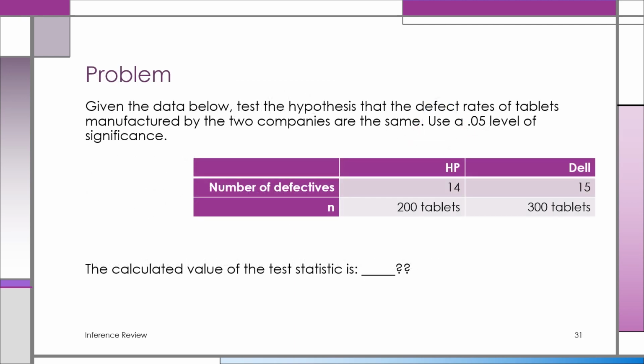In this problem, we're looking at tablets made by HP, well-known computer company, and Dell. We want to know if the defect rates are different or the same. For HP, we see 14 defects out of 200 tablets. For Dell, it was 15 defects out of 300 tablets. And you're asked for the calculated value of the test statistic and whether you're going to reject or not reject H0.